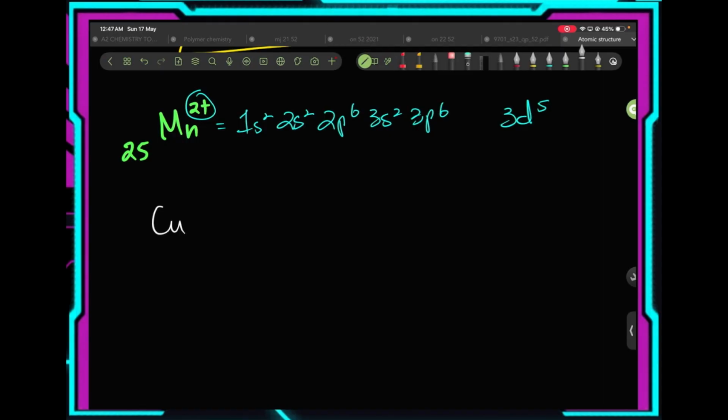For example, do it for copper 2 plus and for chromium 3 plus. Copper has an atomic number of 29 and chromium has 24. Do it for copper 2 plus and chromium 3 plus.